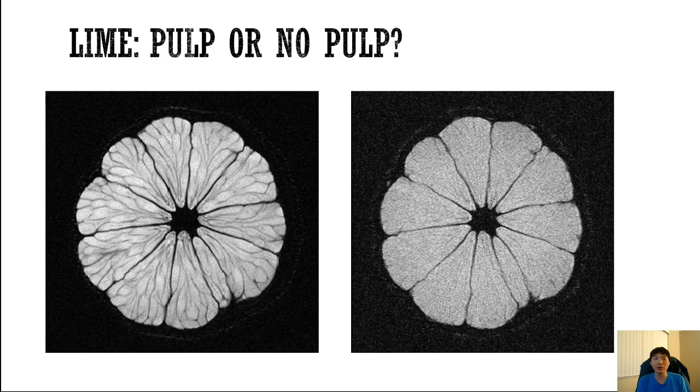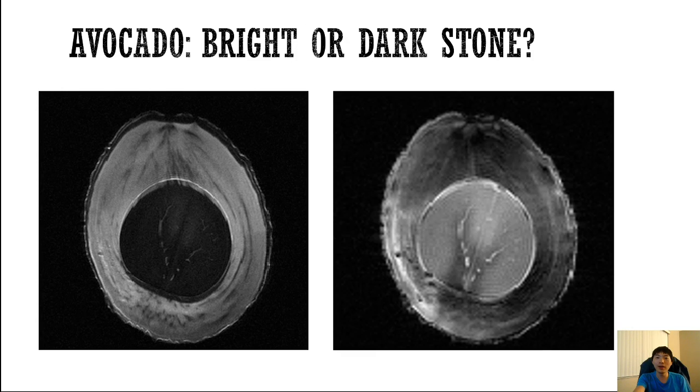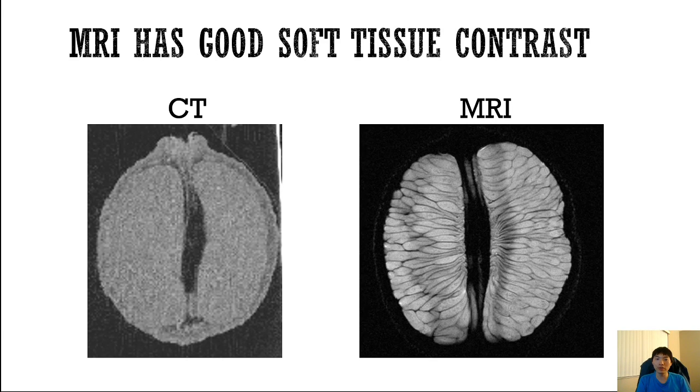So in this example here, we can have images of lime with or without pulp. And looking at avocado, we see very nice soft tissue features. Here, there might be a little bit of fibrosis in the avocado, but you can control the contrast to either get a dark stone or a bright stone. This is quite remarkable, and it shows the flexibility of MRI as an imaging modality. Compared to the CT, so these are two images, CT and MRI of lime, you tend to get better soft tissue contrast with MRI.